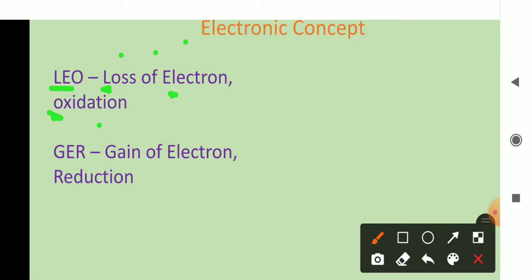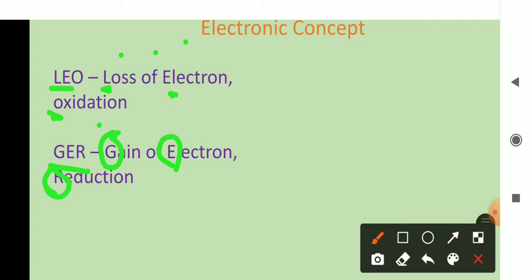Then the second shortcut is GER. GER in the sense G for gain, E for electron and R for reduction. So gain of electron is termed as reduction. So students, if you remember this shortcut, you can easily define what is called oxidation and what is called reduction. Can you please tell me what is oxidation?